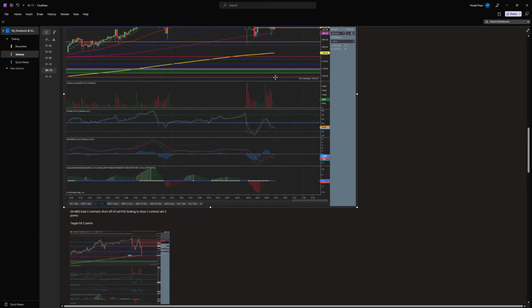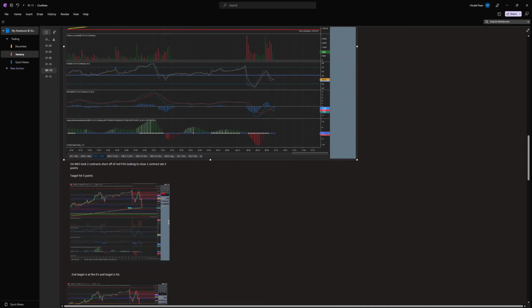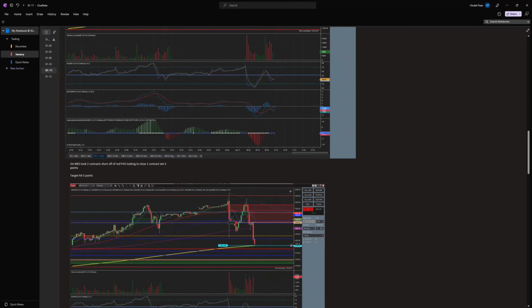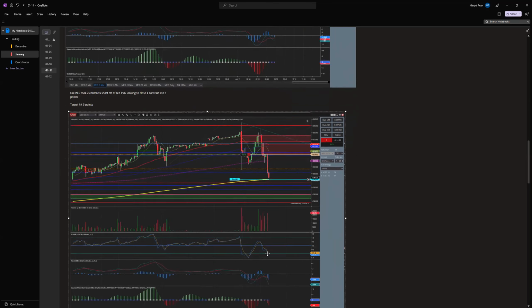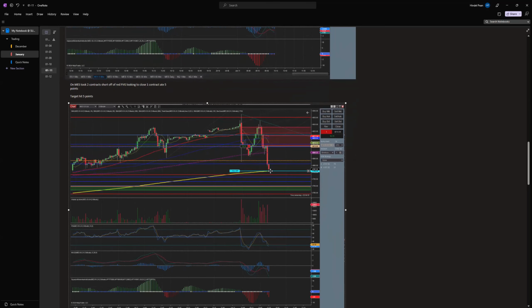I closed one contract here. The second one was on the red, close to the red, a little short of the previous day fair value gap. So I was able to get like 16 points off of that. So 2 contracts, closed one up here, second one actually on the 666.